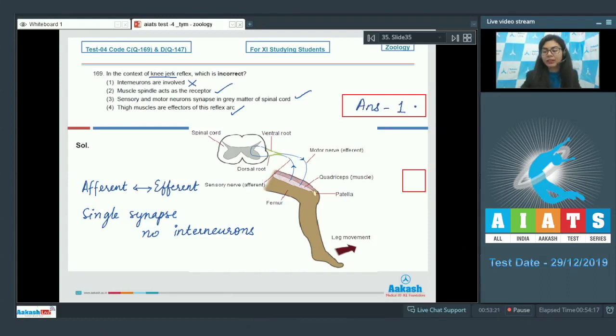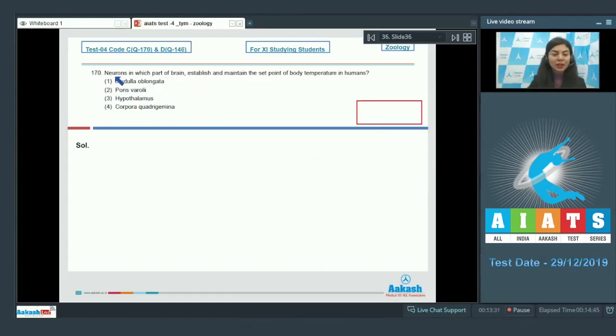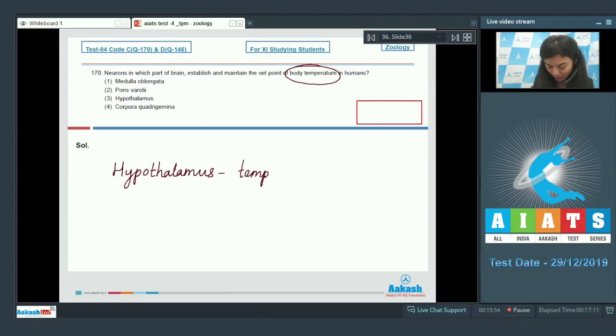Answer is 1. Question 170. Neurons in which part of brain establish and maintain the set point of body temperature in humans? Medulla oblongata, pons varolii, hypothalamus, corpora quadrigemina. If we talk about the body temperature regulation in humans, hypothalamus plays a major role. And thus it is also called the thermostat of body because it maintains the right temperature.